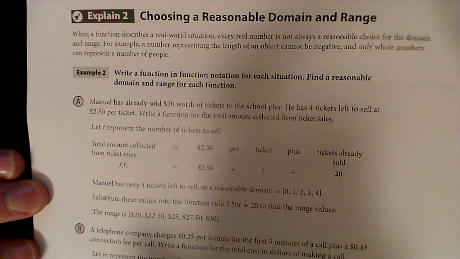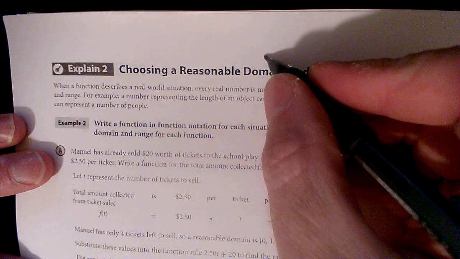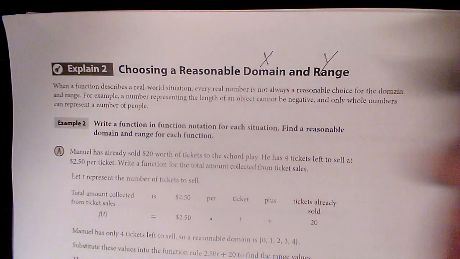All right, so this is a callback, right? I'm just going to write it up here. You should too. Domain is a list of x, range is a list of y's.